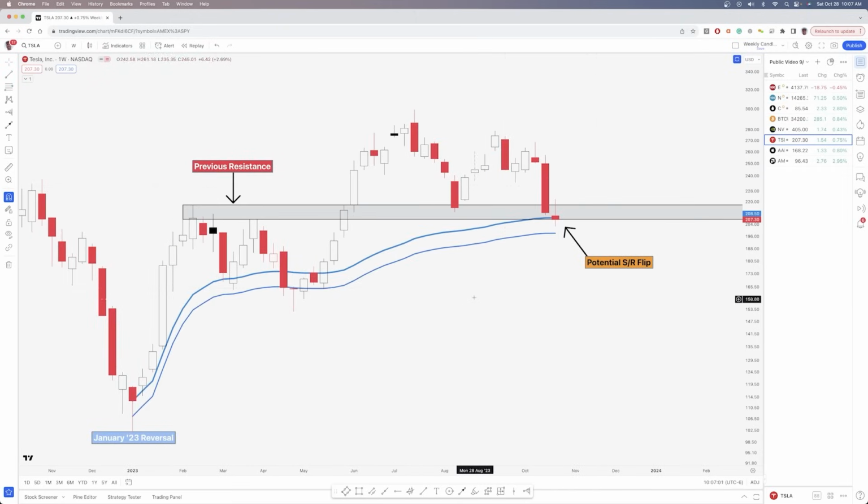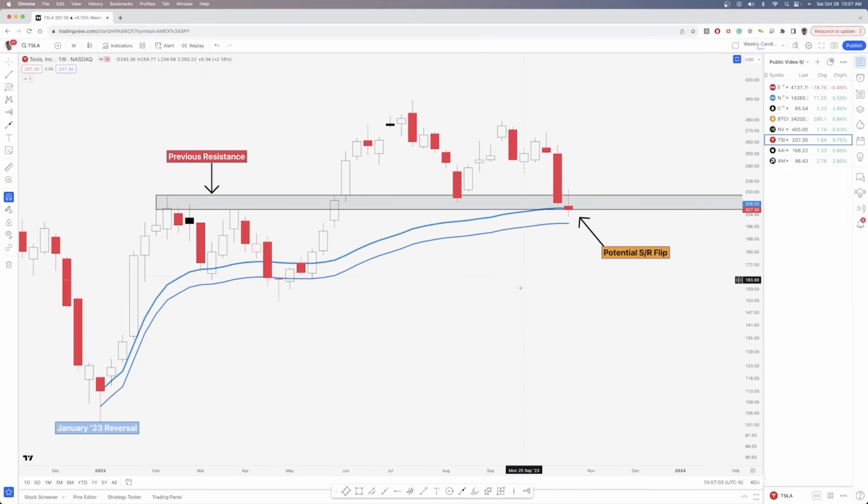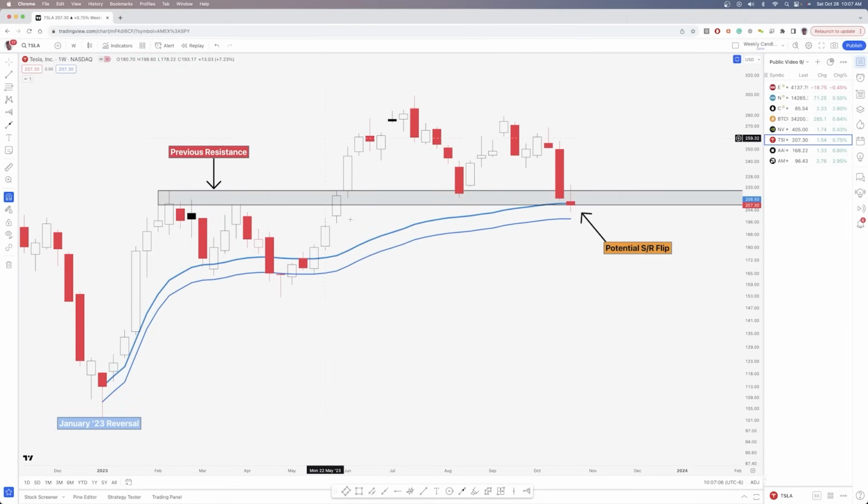Tesla is definitely an interesting one here. This is now the third red week in a row that we've had. We discussed this confluence of the previous resistance zone back in February and March, and you can see here that the January 23 reversal VWAP is now your potential SR flip, with the horizontal zone and this VWAP zone. Tesla is just naturally a very volatile stock. The range of this VWAP zone is literally from around 198.50 all the way up to around 208.50, so definitely a lot of margin of error here.